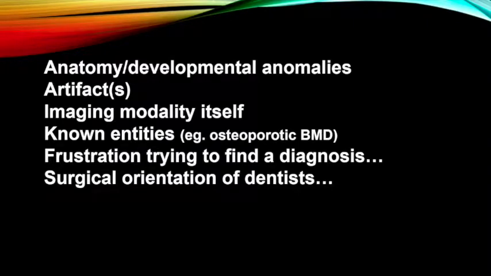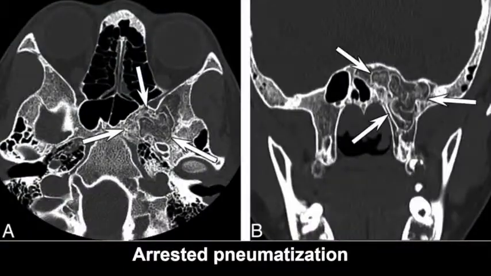Anatomy, artifacts, imaging modality itself, okay, the type of scanner you buy, known entities. I mean, there is an osteoporotic bone marrow defect that occurs after surgical extraction that is totally asymptomatic, that looks the same forever, that we periodically radiograph to see if it's getting worse or if the patient has symptoms. Of course you might go in, but it's frustrating, trying to find a diagnosis, and your surgeons.